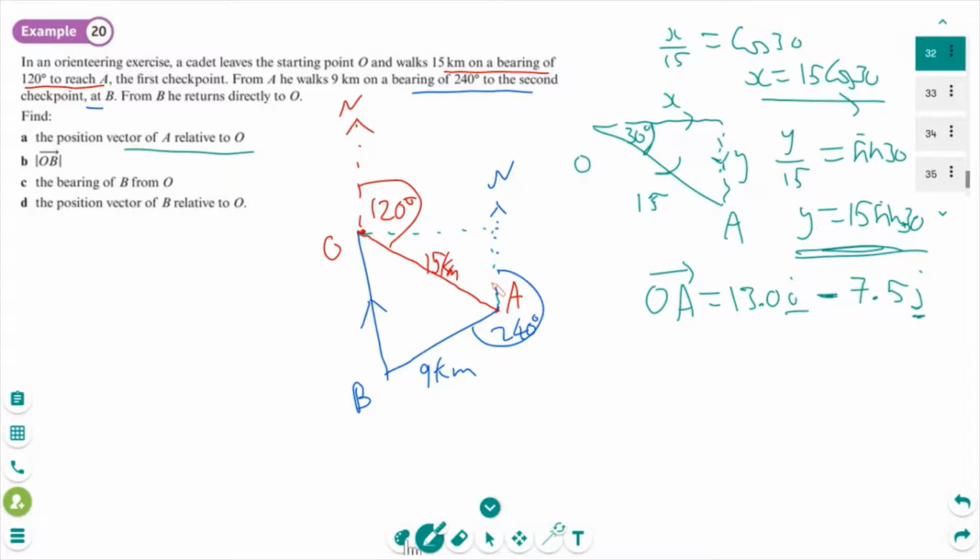Complicated? Manageable. Any questions? It's about using the diagram efficiently and correctly.